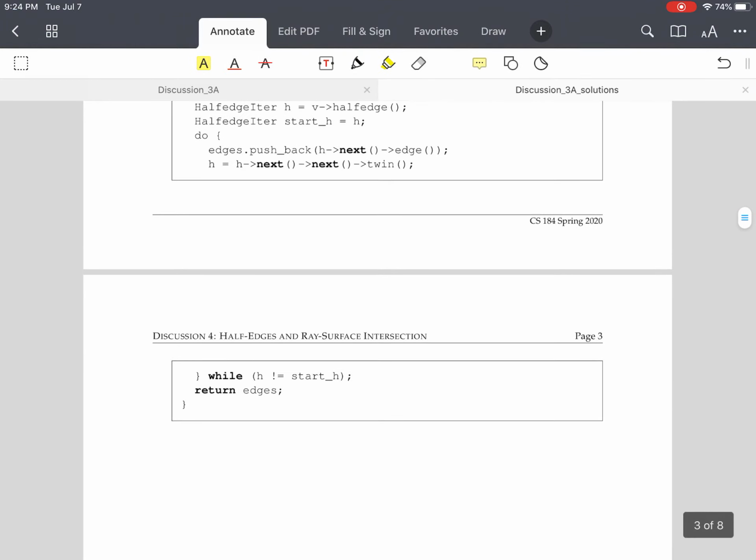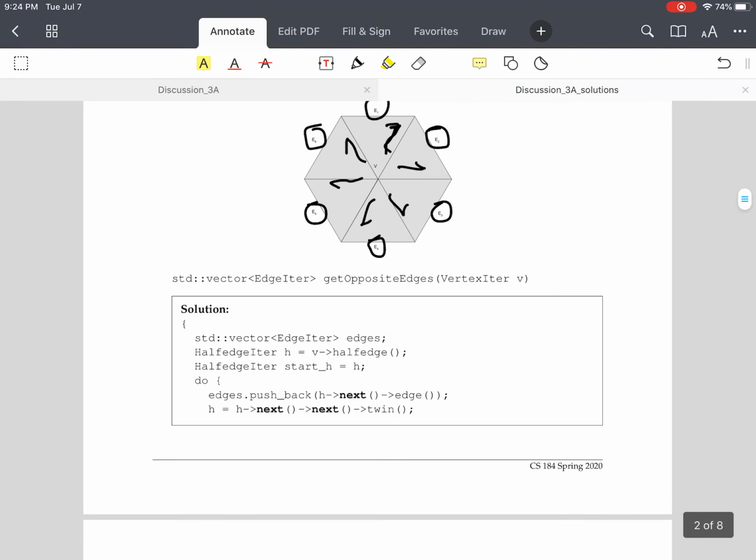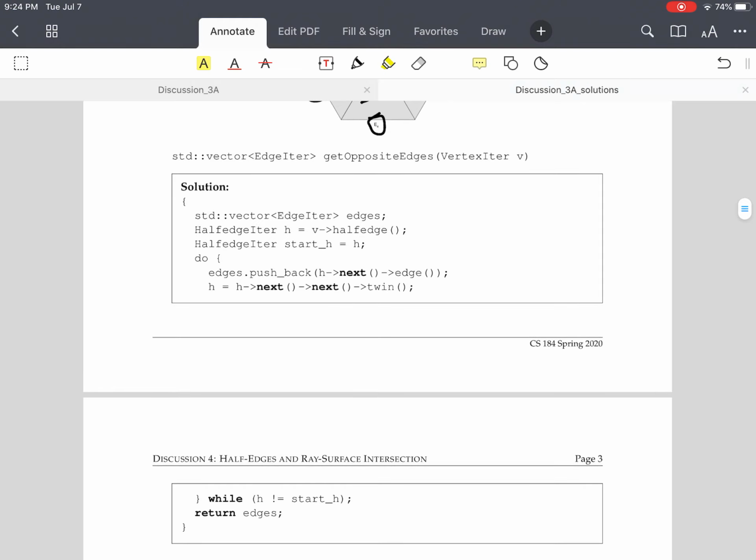We're back at start H, and so we're just going to go ahead and return edges. Okay, so that's the whole method, nothing too complicated. The key parts are right here: this H dash next dash edge and then H next twin. Okay, those are the keys. That's what you want to keep in mind for this method. That's the key part. Okay, so let's keep going.